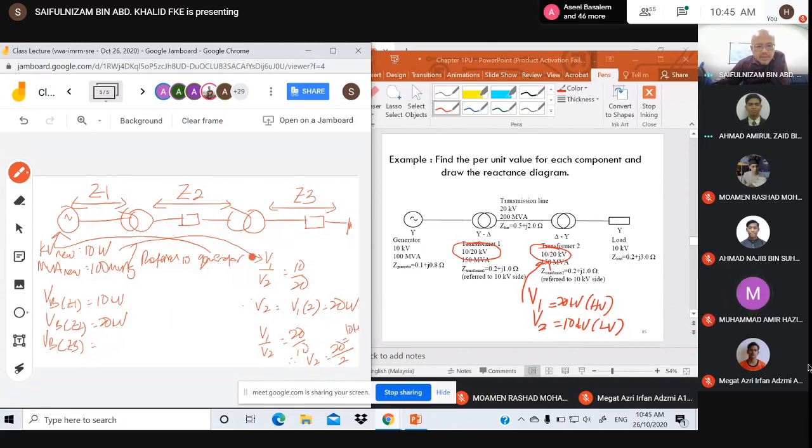Okay, so here is 10 kV. This is the new base voltage. It's important to find the new base voltage for each zone. Any questions so far? No.